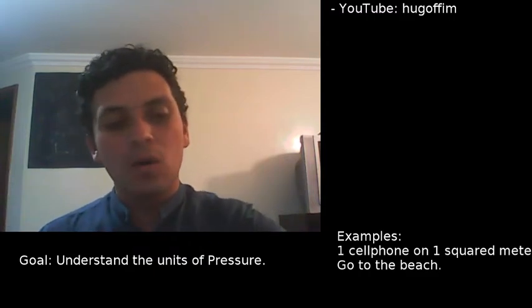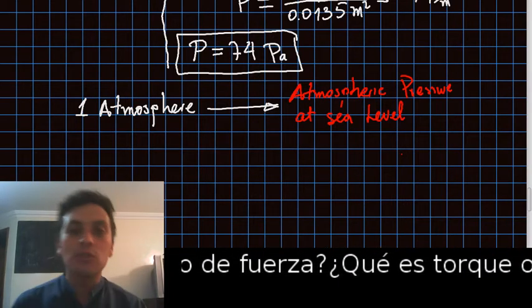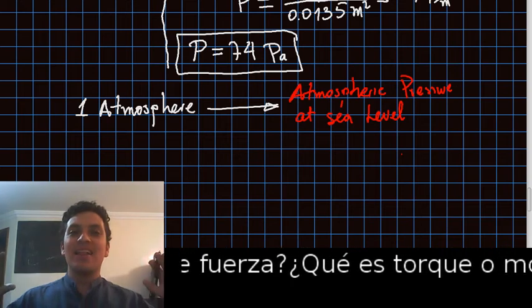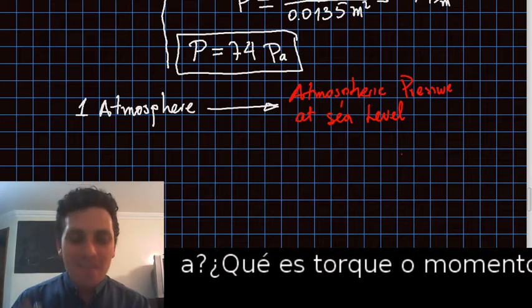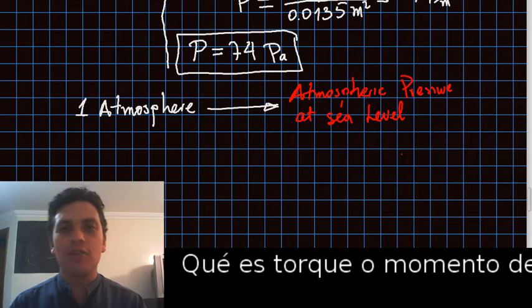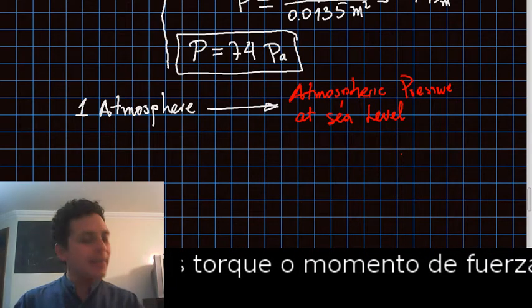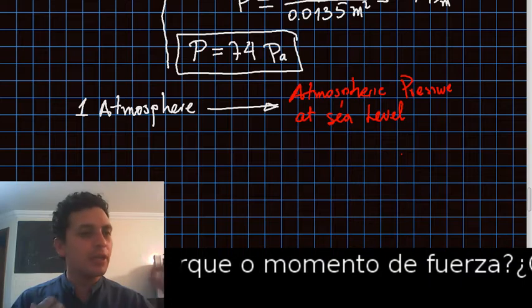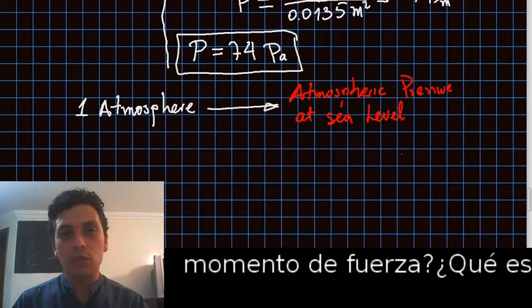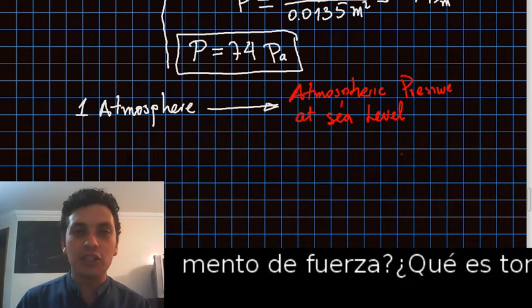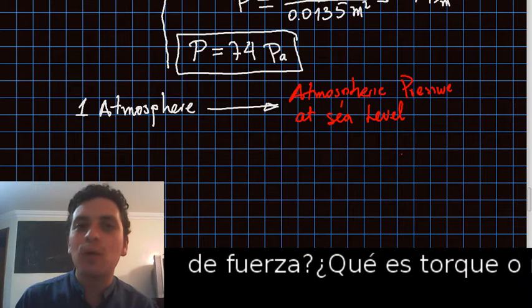Okay? So if we want to see an atmosphere, you can go to the beach. Go to the beach and feel the pressure of the air on the beach. Okay? So in any situation, when you're at home, when you're at the beach, when you're everywhere, you're going to feel air pressing on you. And this pressure of air, if we're at sea level, I mean on the beach, is about 1 atmosphere.